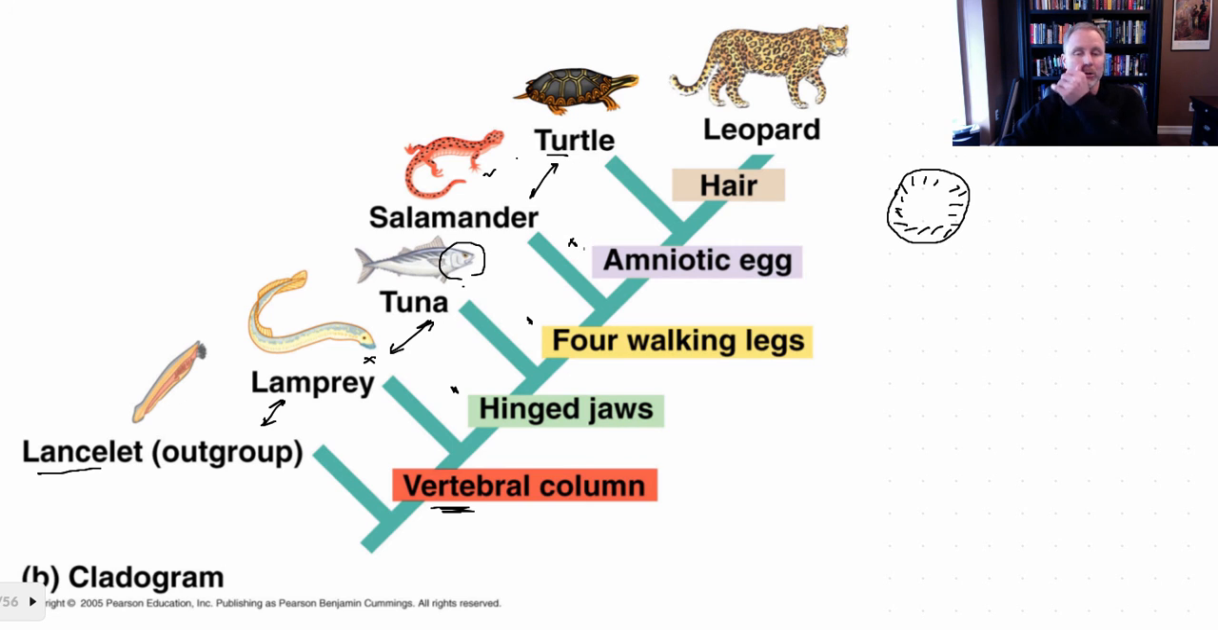But now this shared derived character of the amniotic egg actually becomes the shared primitive character when we look at leopards and turtles, because hair now is the shared derived character. So what was once a derived character becomes the ancestral character, and so on and so forth. So it's all in how you're looking at these types of things. But that's how we go about building these particular clades.